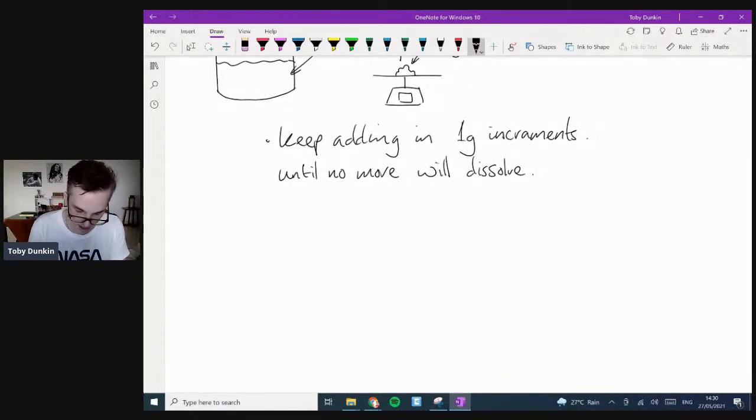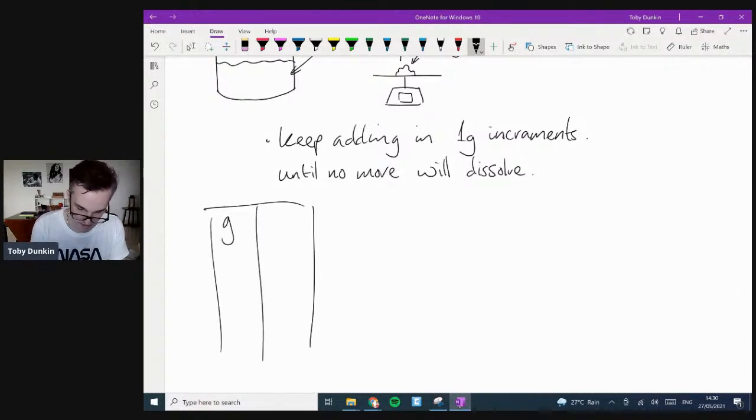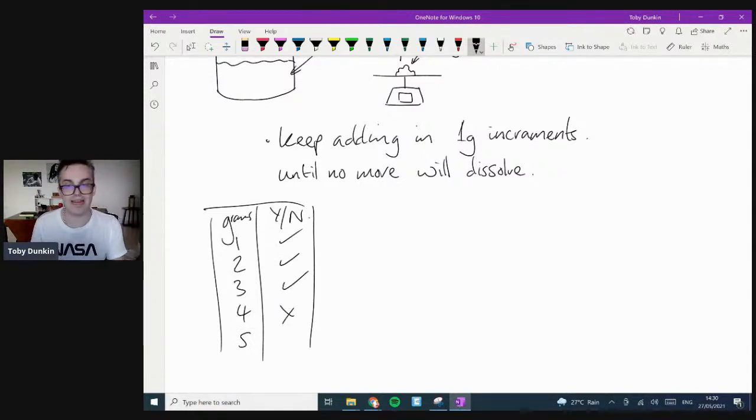So let's say we have a little table here, and it would have grams and dissolve yes, no, and it would be 1, 2, 3, 4, 5. So we go yes, yes, yes, no. Right, so we now know that the solubility of X is between 3 and 4 grams.